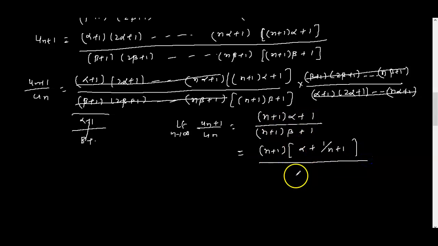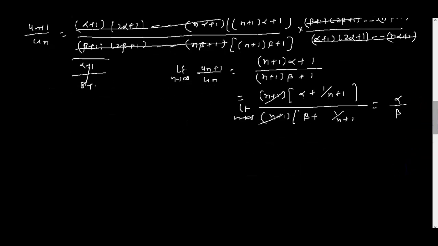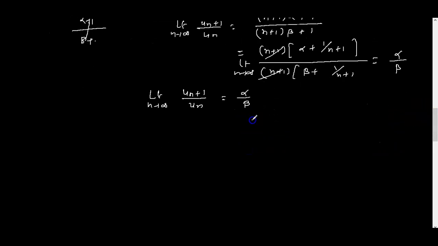If you multiply also you can take it, okay? N plus 1, and this is beta plus 1 by n plus 1. So this one is cancelled here, we will get this as 0. So alpha by beta. Any doubt till here? So we got the limit as n tends to infinity of u of n plus 1 by u of n is equal to alpha by beta. Okay. So if alpha by beta is equal to 1.